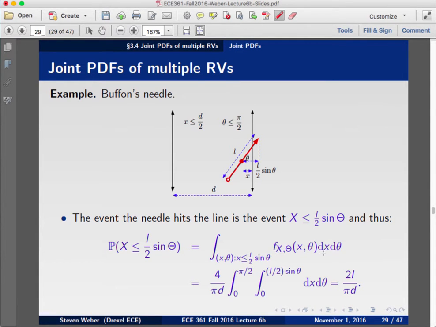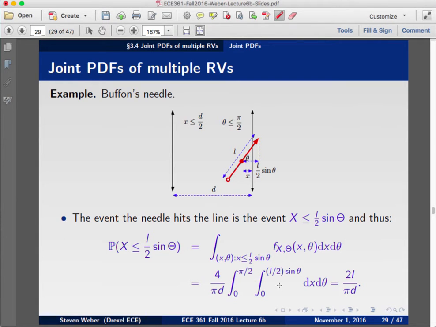And now what I do is I substitute in the value of the joint PDF, which we computed on the previous slide. Remember that was 4 over pi d. And now I have the double integral where x is going from 0 to L over 2 sine theta, and theta is going from 0 to pi over 2. I'll skip the details of the integral. You should work on it on your own.